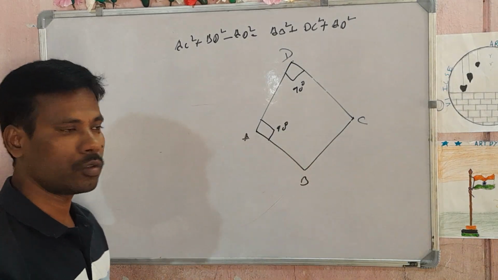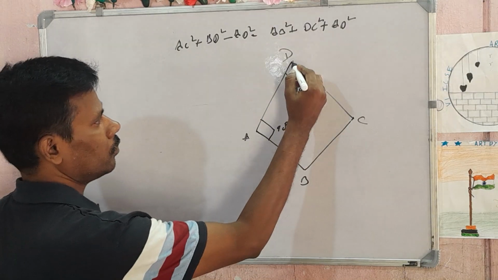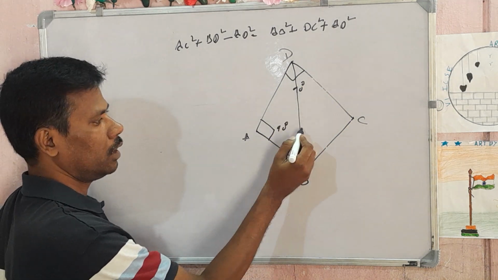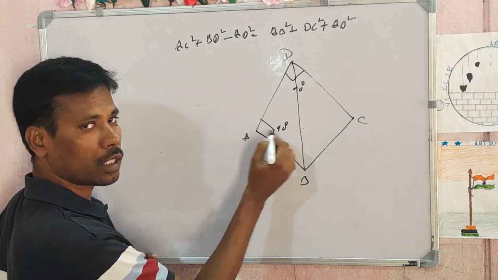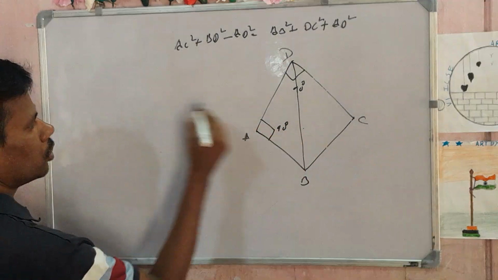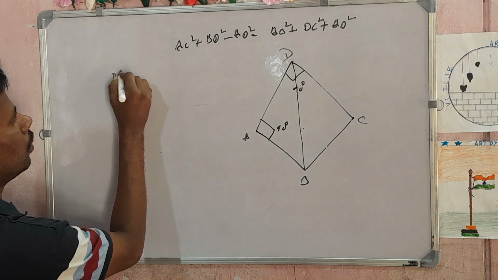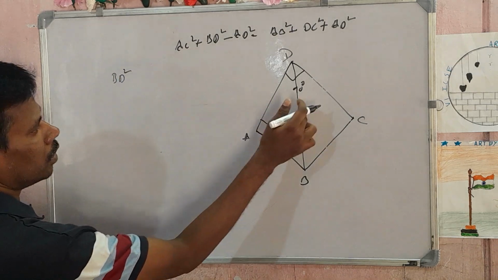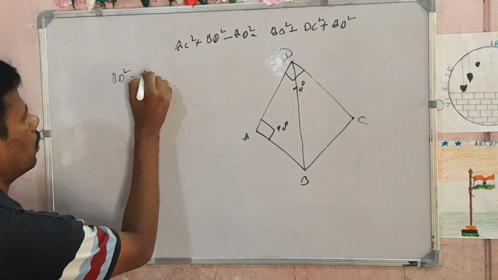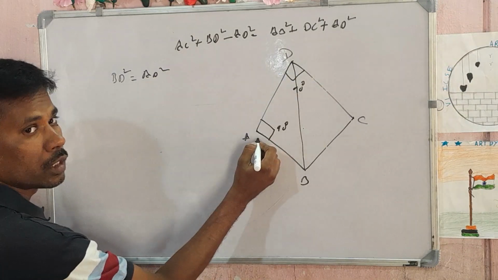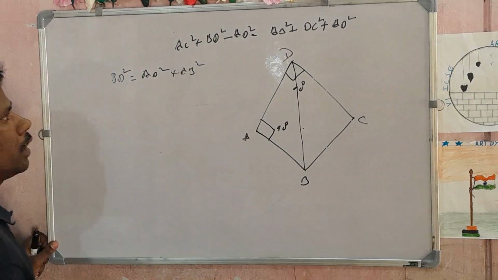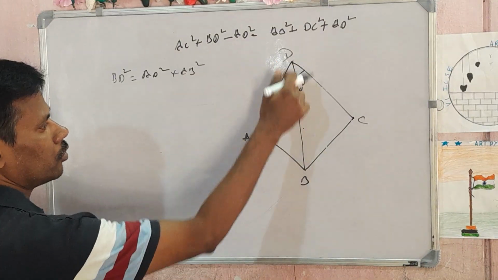So for this, what you have to do is join this one. So this becomes a right angle. This is the hypotenuse, right? Since we are at the end of the session, I am writing directly. Square on the hypotenuse BD square is equal to AD square plus AB square, right? Square on the hypotenuse.